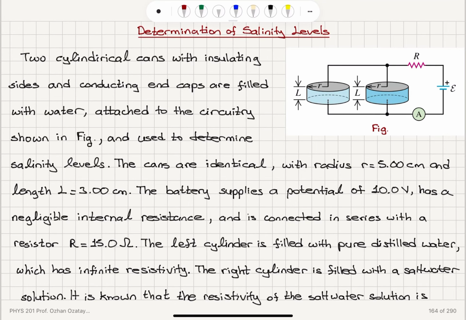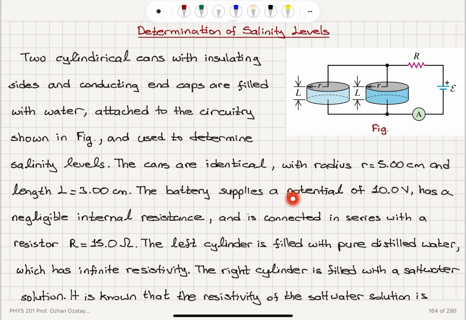Determination of salinity levels. Two cylindrical cans with insulating sides and conducting end caps are filled with water, attached to the circuitry shown in the figure, and used to determine salinity levels. The cans are identical with radius r equals 5 centimeters and length L equals 3 centimeters.